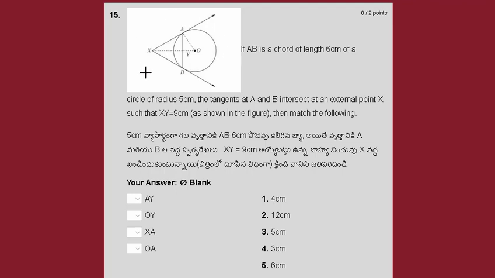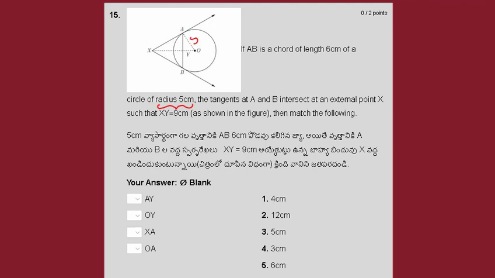Let us see the next problem. Here we have one diagram. Here, AB is a chord of length 6 centimeter, that means length of AB is 6, of a circle of radius 5 centimeter. The tangents at A and B intersect at an external point X such that XY is equal to 9 centimeter as shown in the figure. Then match the following.